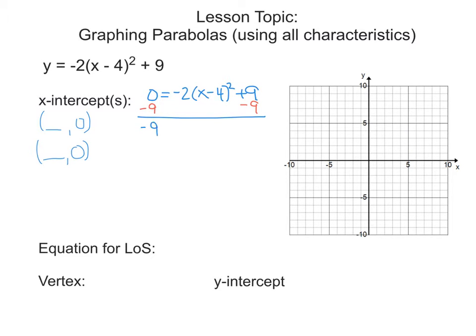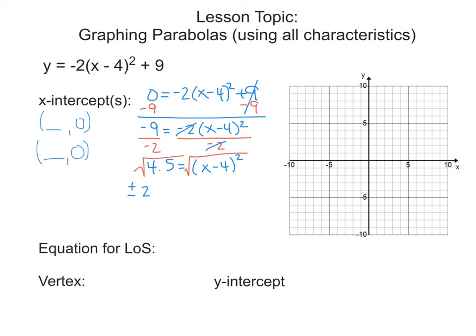And we get -9 equals -2(x minus 4) squared. And these cancel. Next, we're going to divide both sides by -2. This is 4.5 equals, those cancel, (x minus 4) squared. So we've done this solving before, but this is good practice. We're going to square root both sides of the equation. When we square root both sides, do not forget that we need plus or minus with our square rooted answer. And we get 2.121 when we square root 4.5.